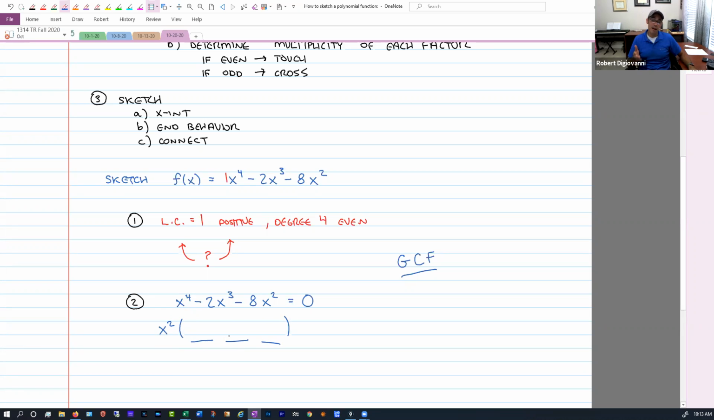Do y'all remember doing that? It's been like, since the beginning of the semester. But this is the most basic form of factoring there is. So we have to know how to do it. Okay.